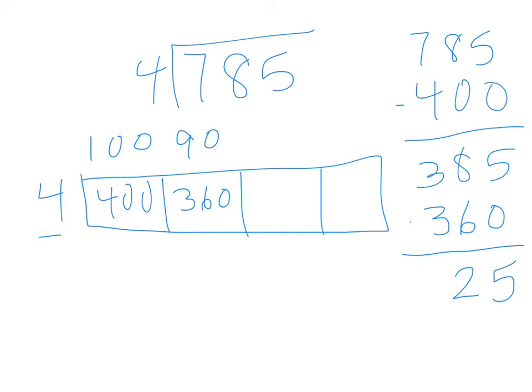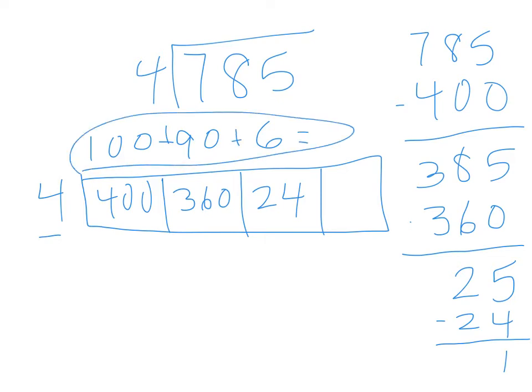Again, I'm going to think about what I know about my basic facts and compatible numbers, and I know that 4 times 6 is 24, and when I come over here to subtract, that leaves me with 1. Now here's where I get my answer. I'm going to add 100 plus 90 plus 6, and that gives me 196, and I have 1 left over here, which becomes my remainder.